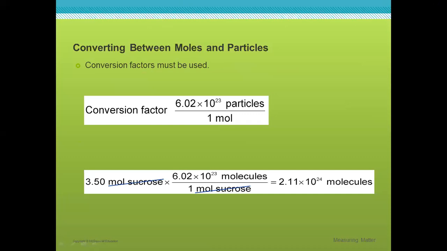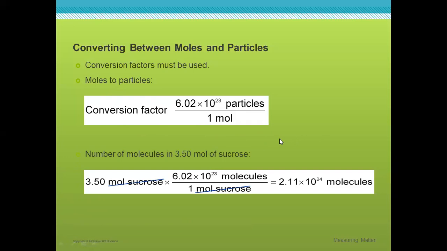Conversion factors must be used. Conversion factor, it's called what? To convert any particle, it will be equal to 6.02 times 10 power 23 particles. It's a mole of particles. Any mole of any particle consists of 6.02 times 10 power 23 particles.